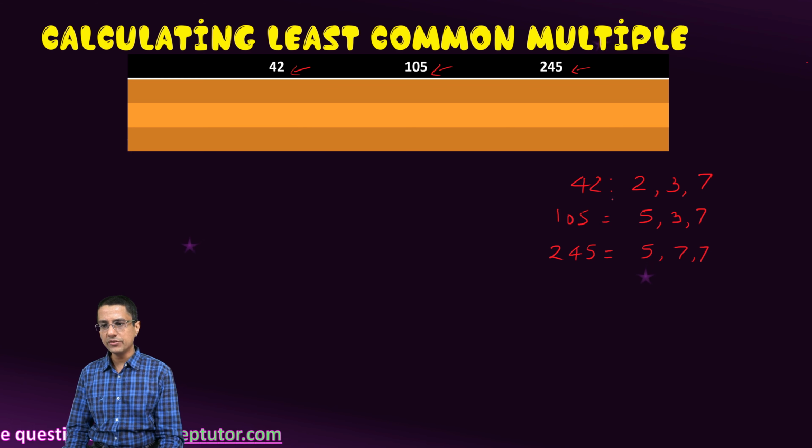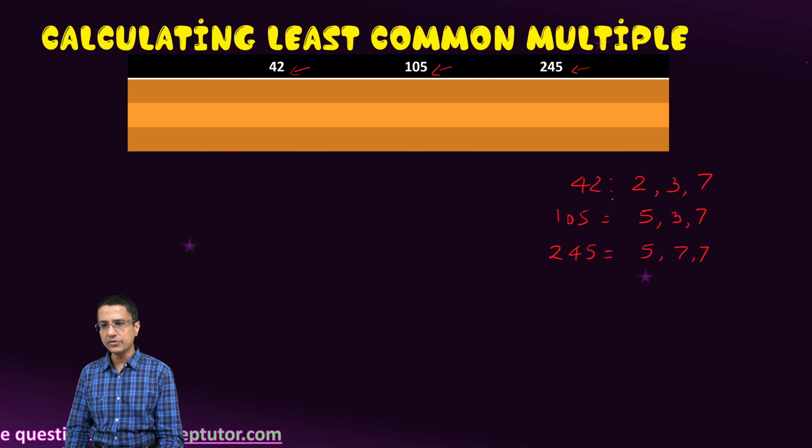After that, the similarity ends, and I want you to note this so that you are not confused. We then pick up the factor which is common to two numbers. So we pick up 5 as well. So we don't stop at 7 as we would in the case of HCF, but we move on to the next factor which is common across two numbers.